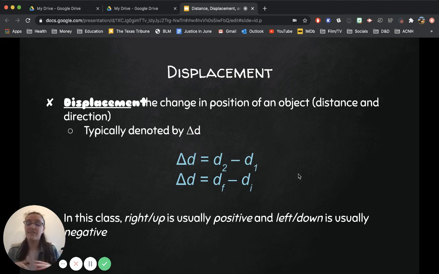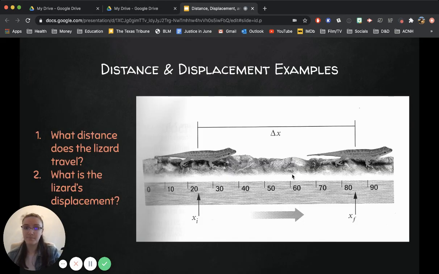In this class, in physics, typically forward or right or up is the positive direction, and left or down or backwards is the negative direction. So if somebody is walking backwards from the origin, they would have a negative displacement. If they are walking to the right from the origin, they would have a positive displacement.